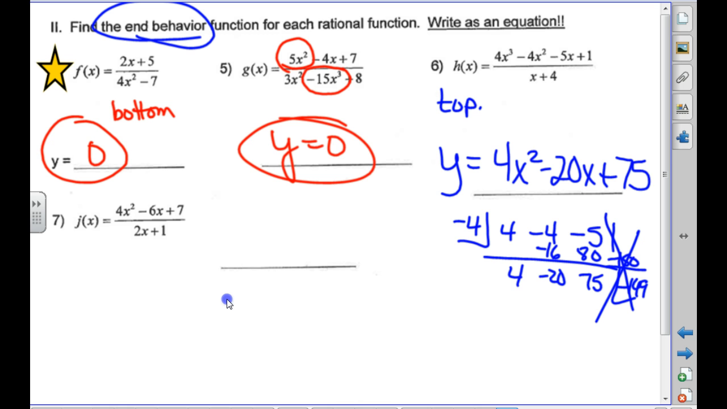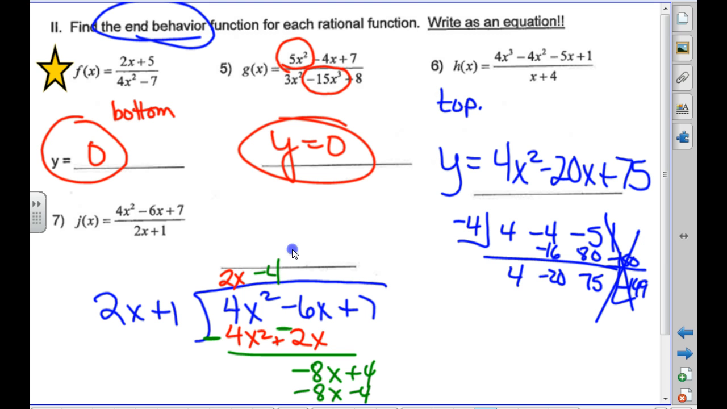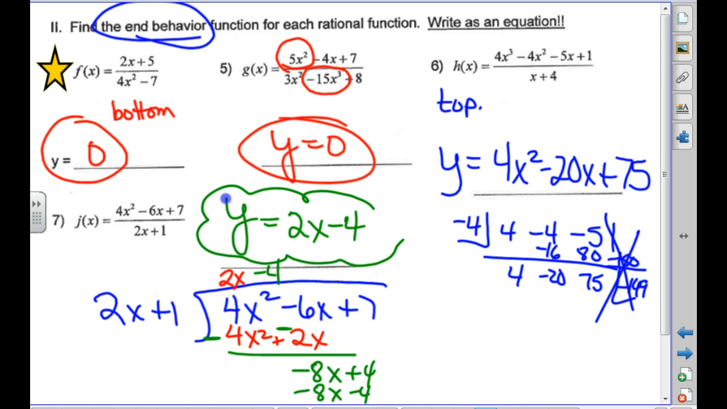Number 7 is also top heavy. You would have to do long division for that one. What do you multiply by to get 2x to become a 4x squared? So then you distribute: 2x times 2x is 4x squared. 2x times 1 is 2x. Then you are subtracting, so this becomes a negative 8x. So you need a minus 4 here. There's a remainder, but we don't care. It says we get to ignore remainders.